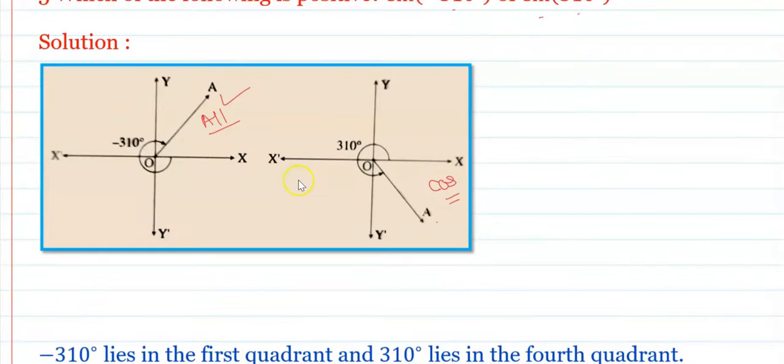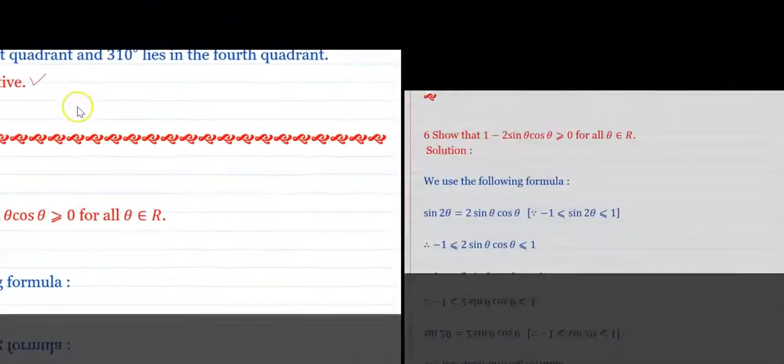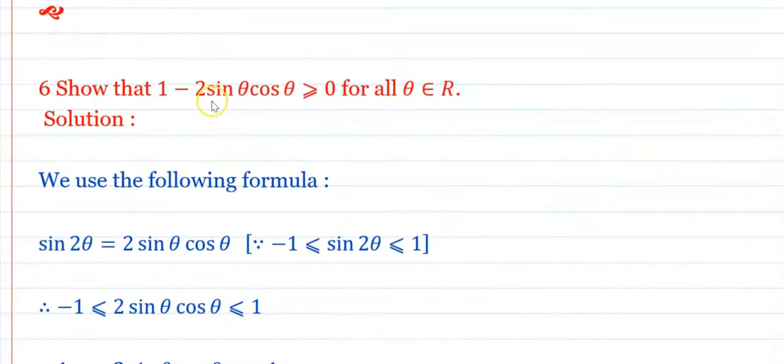Okay. Now the next, show that 1 minus 2 times sine theta into cos theta is greater than or equals to 0 for all theta belongs to set of real numbers. Okay. We use the formula: sine of 2 times theta is equals to 2 sine theta into cos theta. Okay. Now we know the range of sine function. It lies between minus 1 and plus 1.